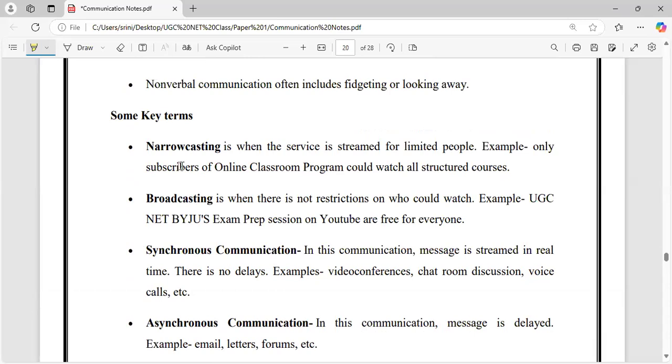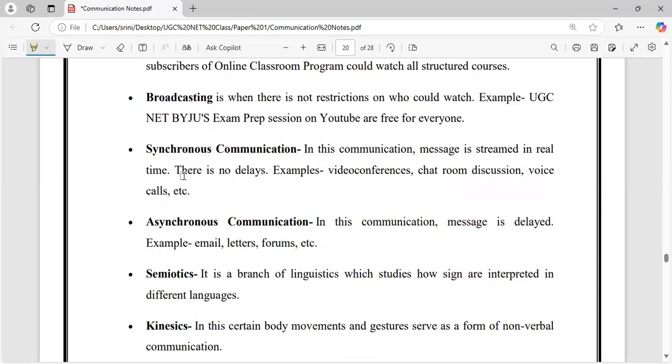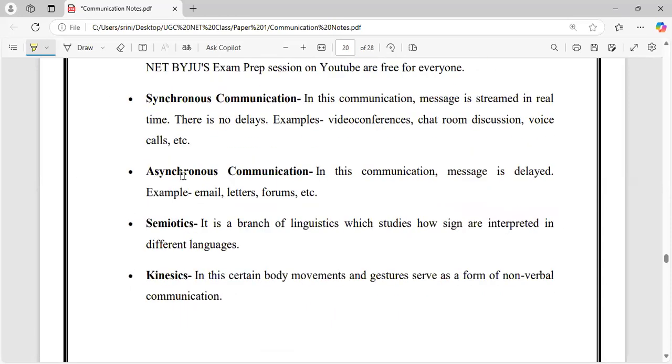Narrow casting, just like what we are doing, and also in YouTube we have premium content only for those who have subscribed. And then broadcasting, there is no restriction on who would watch, like what we are doing now. And then synchronous communication, message is streamed in real time, like live cricket matches, chat room discussion, video conference, voice calls. And then asynchronous communication, newspapers.